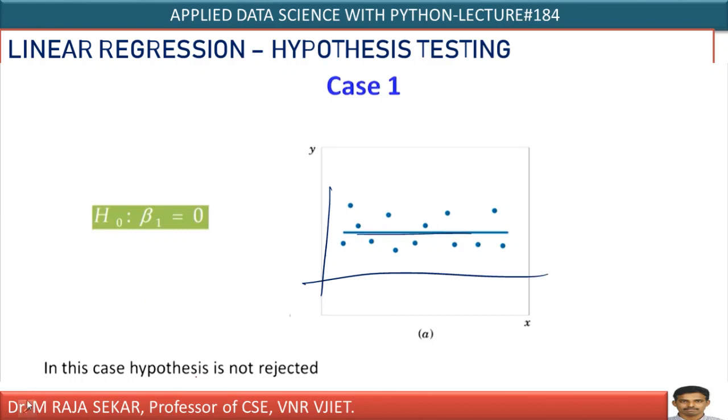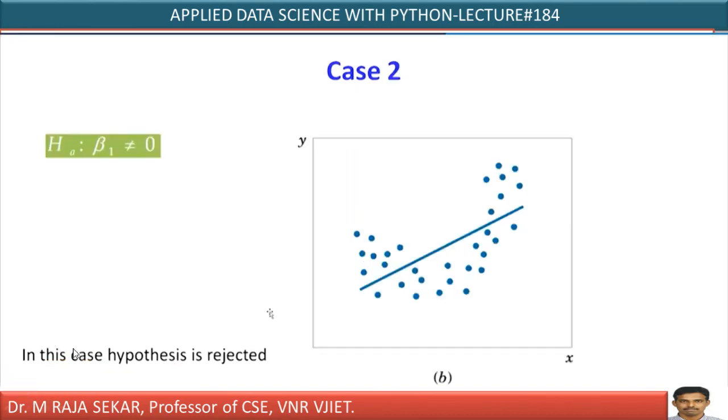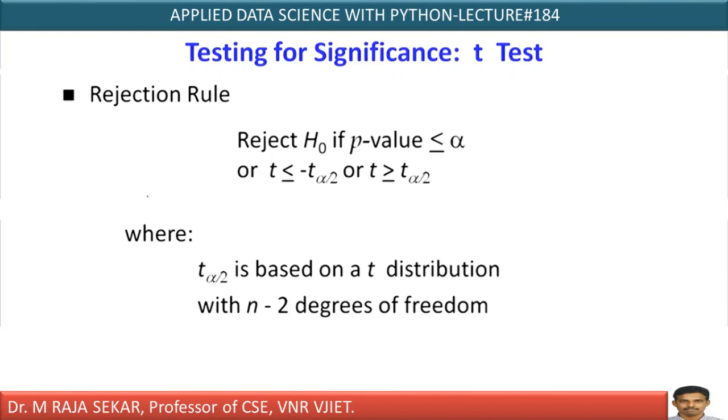If beta 1 is not equal to 0, what happens? There is some relation between x and y. In this case, the null hypothesis is rejected, in which beta 1 is not equal to 0, isn't it? Let me formulate this in a systematic manner. What is the rejection rule? Rejection rule is: reject H0 if p value is less than or equal to alpha, or mod t is greater than t alpha by 2.